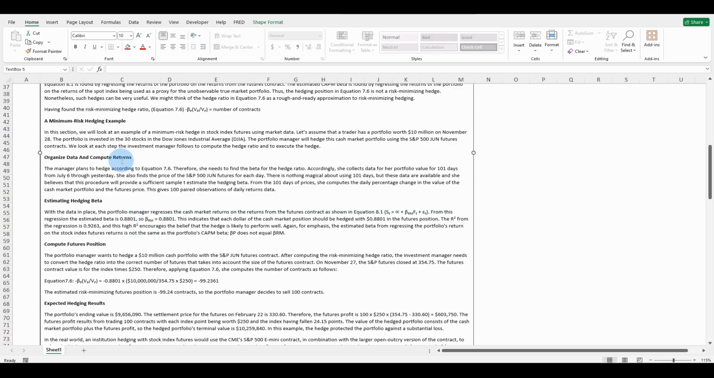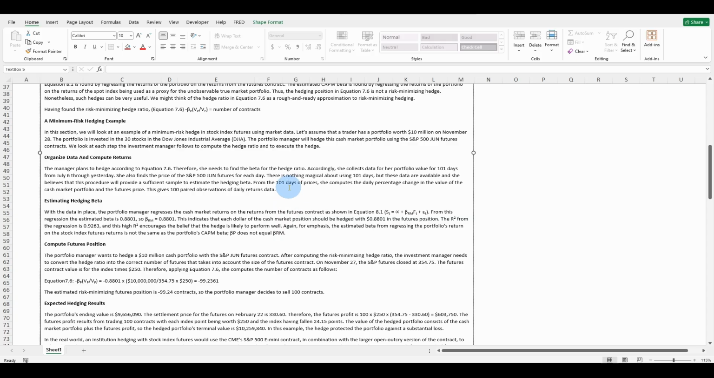Organize data and compute returns. The manager plans to hedge according to equation 7.6. Therefore, she needs to find the beta for the hedge ratio. Accordingly, she collects data for her portfolio value for 101 days from July 6th through yesterday. She also finds the price of the S&P 500 June futures for each day. There's nothing magical about using 101 days, but this data is available.